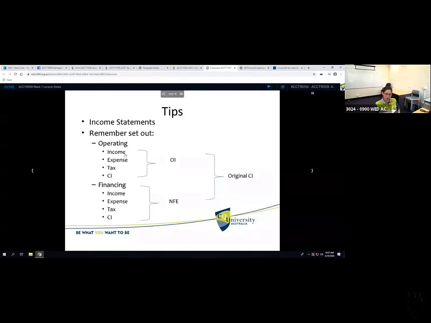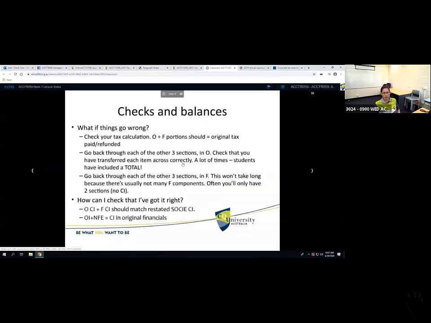So go through your operating income, then go through your operating expenses, then go through your other operating comprehensive income. Go through each of those 3 sections and go line by line. Check that you have transferred each item across correctly. It is tedious. There are no shortcuts. I can't do it any quicker.